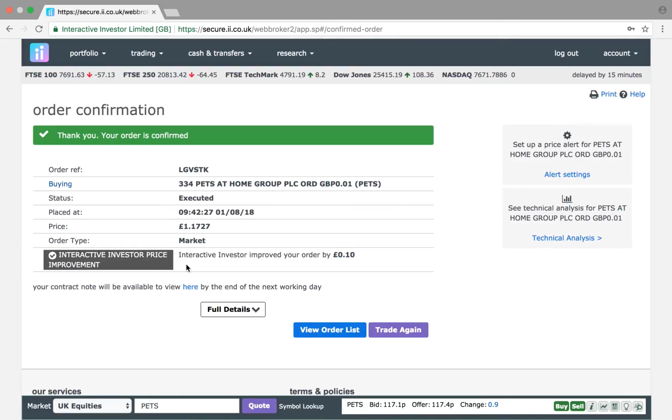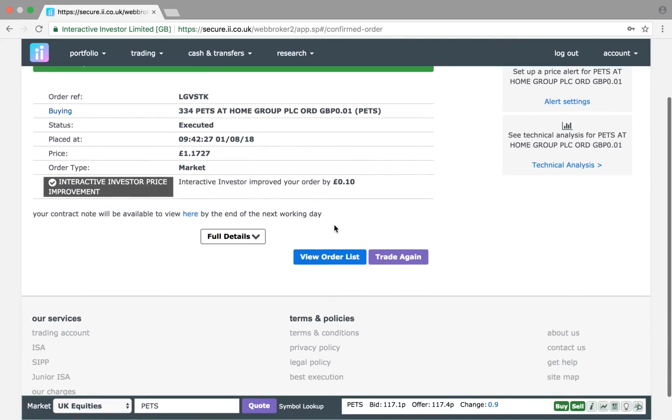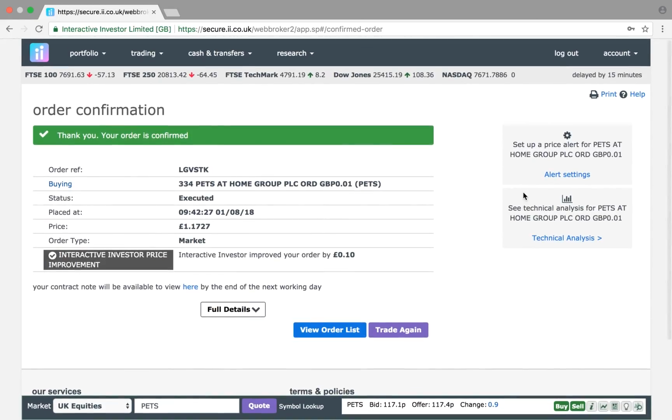They have this price improvement thing that means that they've improved our order by 10p per order, so that's good. And so that's all done, and you can go back and view your order list, and they usually send you a confirmation as well. Brilliant. So that's everything.